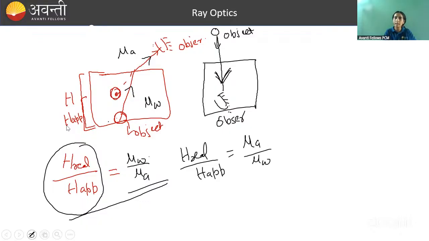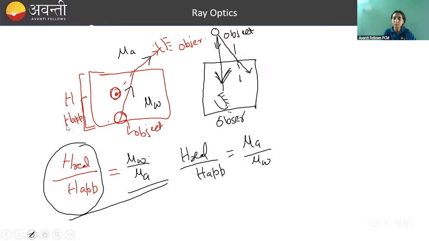Why opposite? क्योंकि here the incident light is, light is coming from where? Light is coming from the object. Just locate the media in which the object is there. So that is your mu A. अगर यहाँ से ऐसे लेते हो तो light, incident light is here and the refracted light will be in the water. So mu A by mu W.